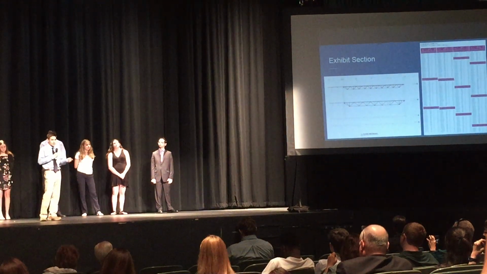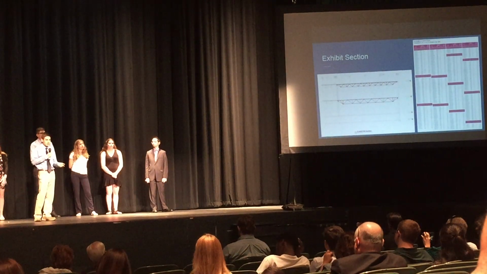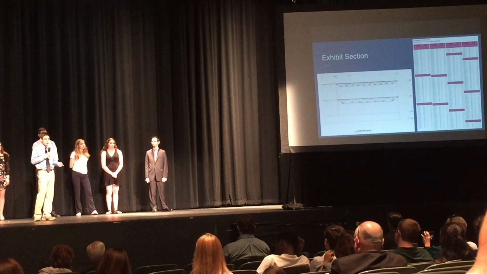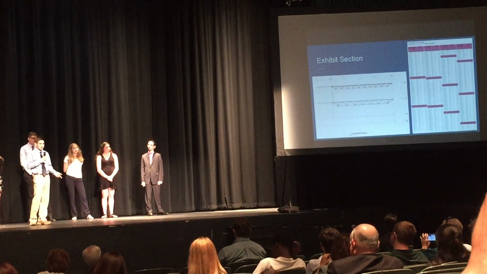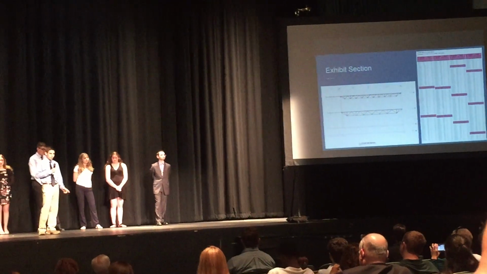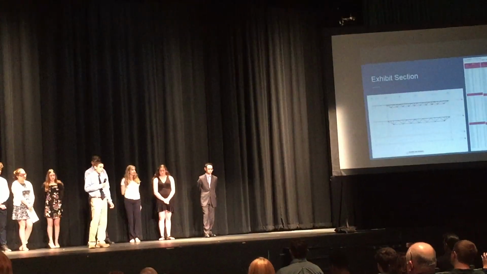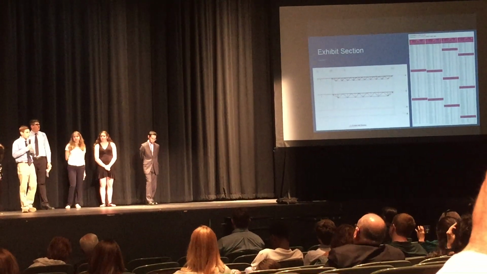So if the trusses are closer together, they don't need to be as big, but then you need more. The alternative is larger trusses, but then they're more spaced out. So you need to find a balance between those two things to figure out which one is the most cost effective. Next, we're going to talk about a specific structural section, which was a bridge.